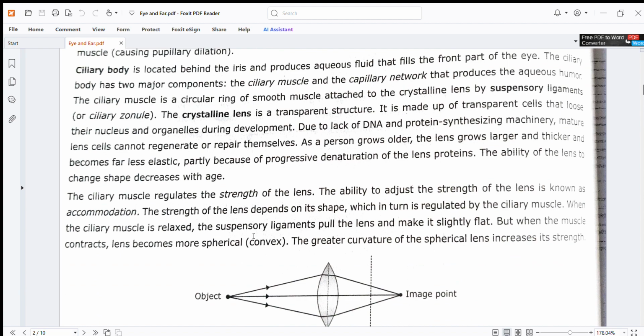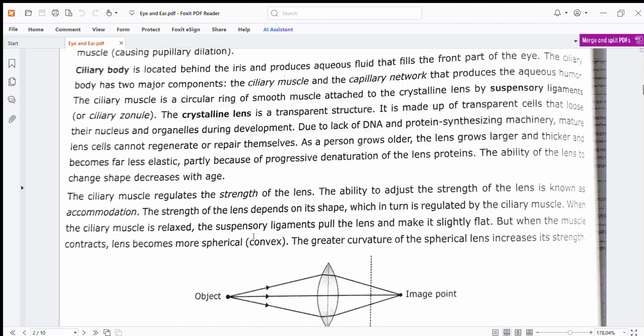The ciliary muscle is a circular ring of smooth muscle attached to the crystalline lens by the suspensory ligament, the ciliary zonule. The crystalline lens is a transparent structure. It is made up of transparent cells that lose their nucleus and organelles during development, due to the lack of DNA and protein synthesis machinery. Mature lens cells cannot regenerate or repair themselves.